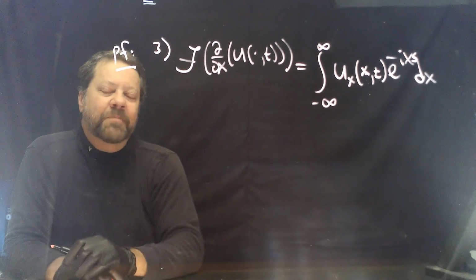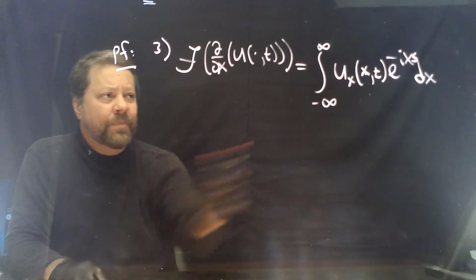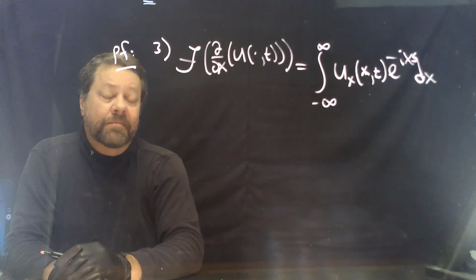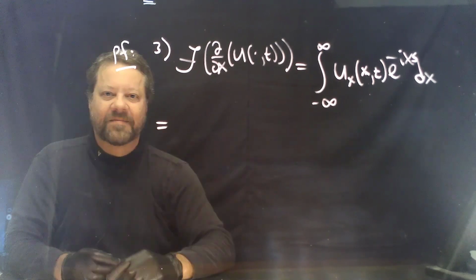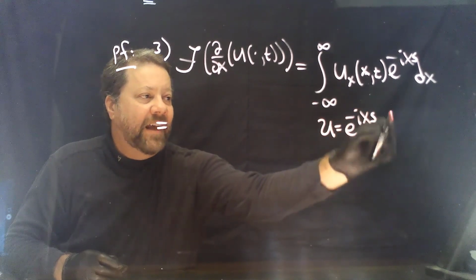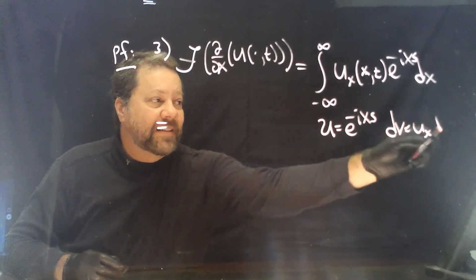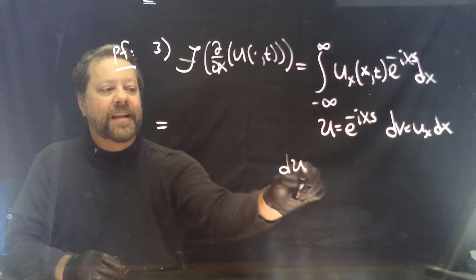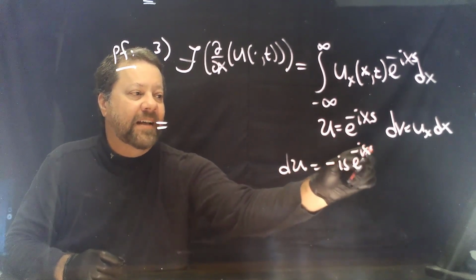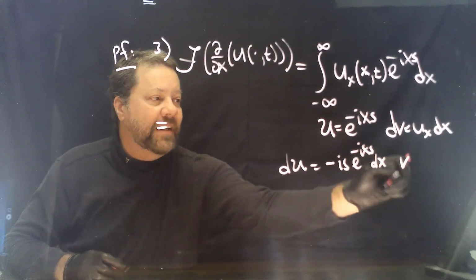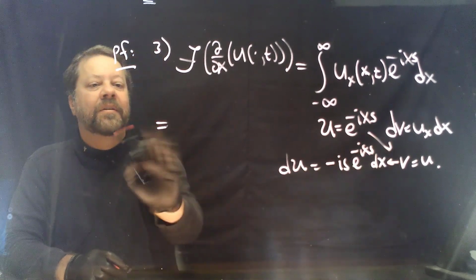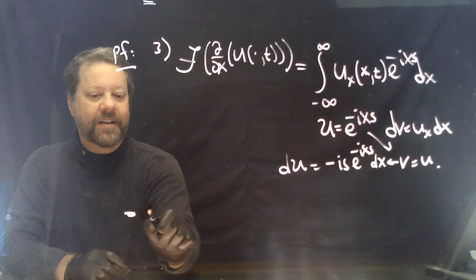Now, we use integration by parts, which means we have to assume that u is in the class of functions for which integration by parts is a valid theorem, which is not all functions. We'll assume that fancy U is e to the minus ixs and dv is u_x dx. It follows then that d fancy U is minus is e to the minus ixs dx, and v is u. So it's going to be uv minus the integral of v du. I'll put the equal sign down here.